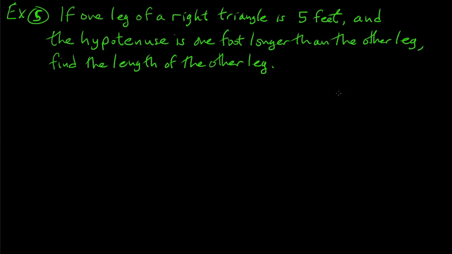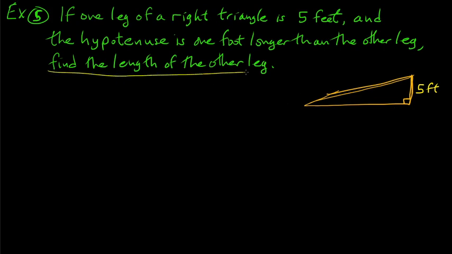Okay, so I would start by just drawing a right triangle here. You don't have to, but it helps to visualize. I know it's a little sloppy, but it doesn't have to be perfect. Okay, so one side is 5 feet. So let's say that that's this side here, right? So that's the length of that leg. Now the hypotenuse is 1 foot longer than the other leg. And we want to find the length of that other leg. So here's the other leg. So why don't we just call that x, right? This will be x feet long.